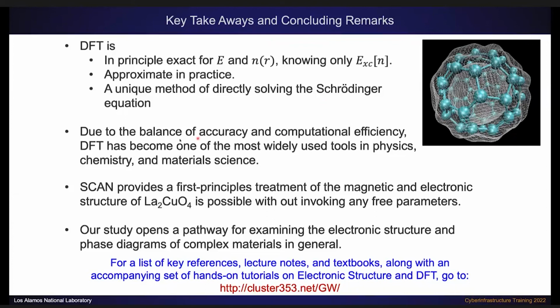And so also due to the balance of accuracy and computational efficiency, this is why DFT has become one of the most widely used tools in computational physics and also chemistry and materials science. And as I just stated, SCAN does a very good job with these correlated materials. And this then opens up a pathway for examining the electronic structure and phase diagrams of other complicated materials in general.